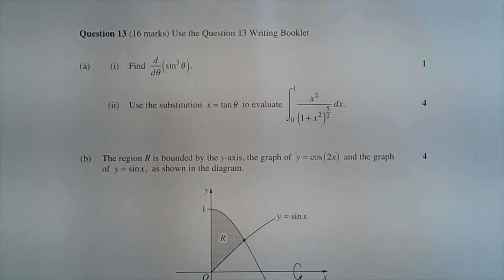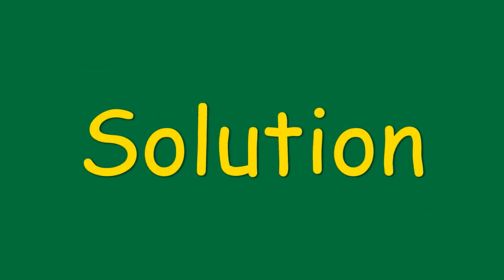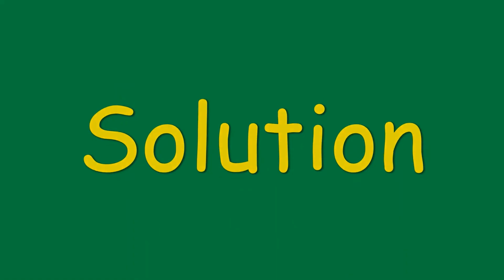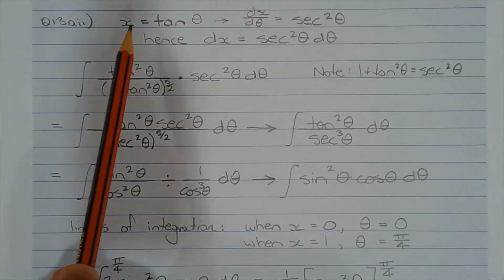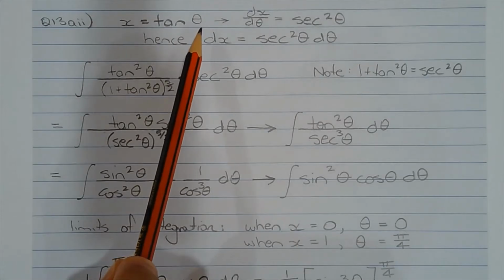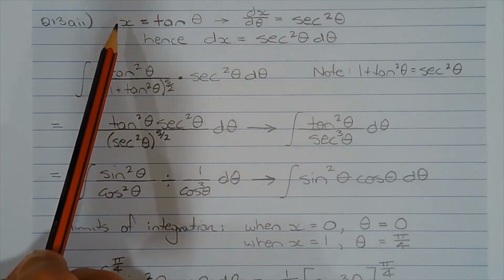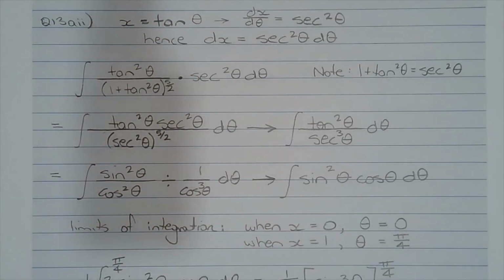Part 2. Use the substitution x equals tan theta to evaluate the integral from x equals 0 to x equals 1 of x squared over 1 plus x squared in brackets to the power of 5 over 2 dx. The substitution is x equals tan theta. So that means anywhere we see x in the integral, we're going to replace that with tan theta.